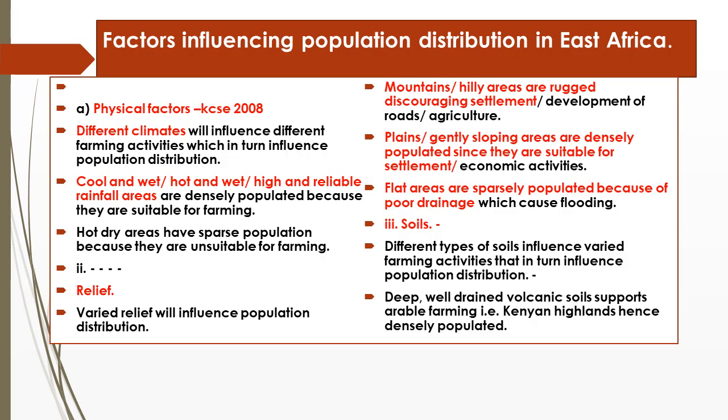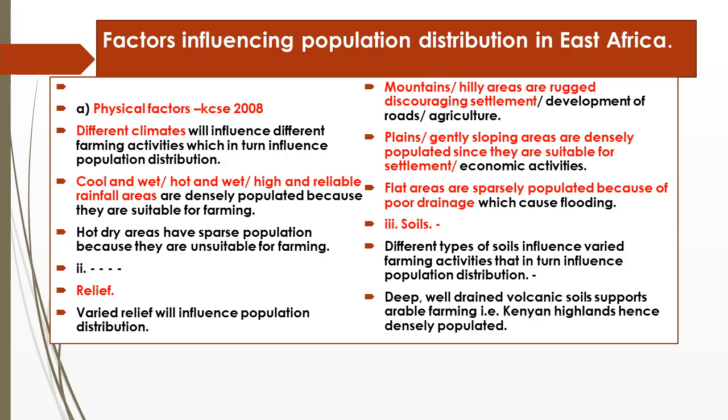Gently sloping areas are densely settled because it is easier to construct housing units, it is easier to construct roads, they provide suitable conditions for farming because of the gently sloping landscapes, and therefore those places are densely settled.